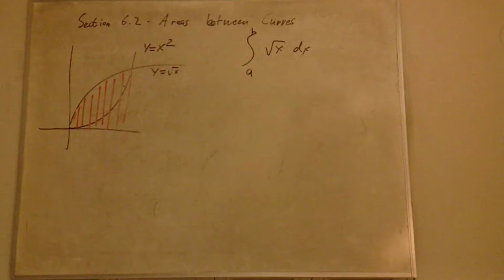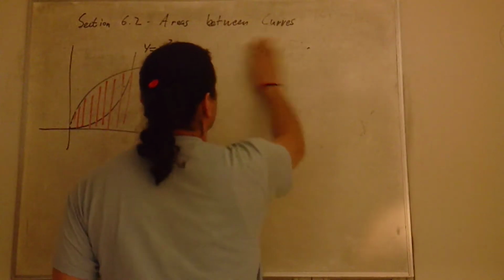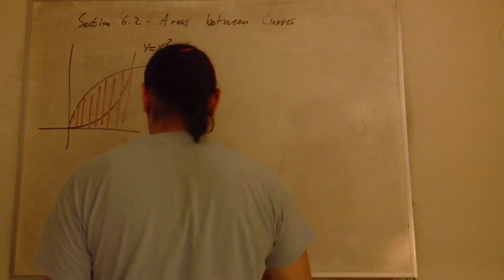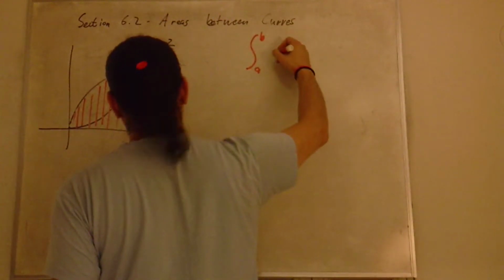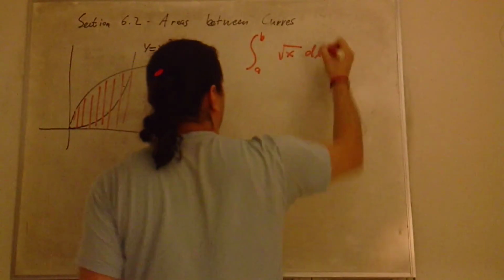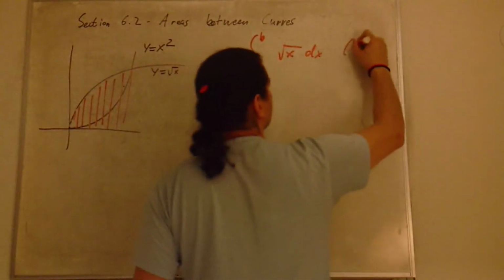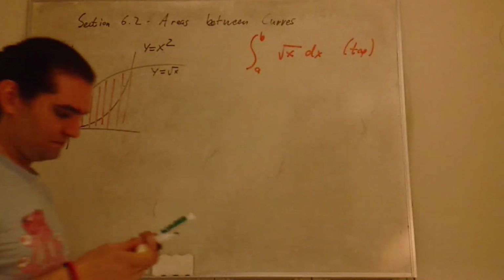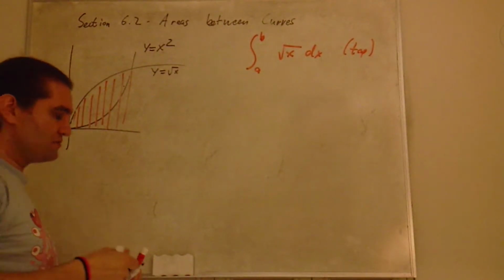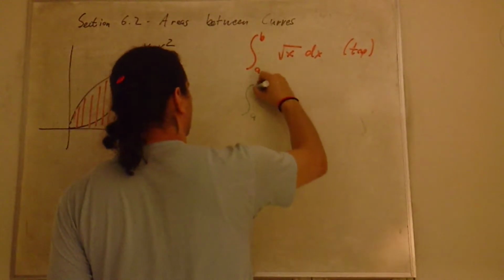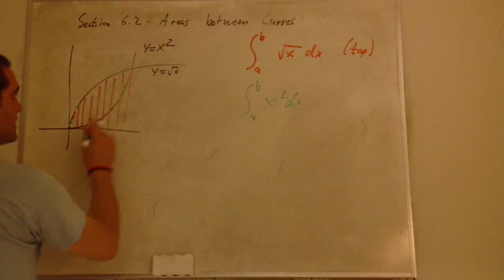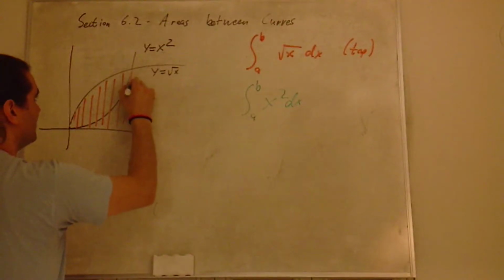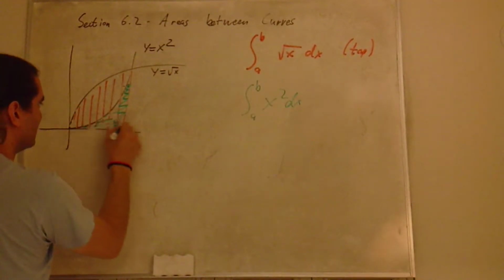Actually, let me do this. That's what I'm drawing in red. I'm going to write these in red. We have the technology to color code this. So that's the integral from A to B, whatever A and B are. That's the integral from A to B of square root x dx. This is the top function. We're also going to find the integral from A to B of the bottom function. The bottom function here is x squared dx. And if I find this area, it'll give me all of this in green.